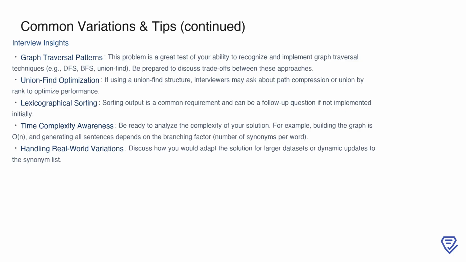It's also important to be able to analyze time complexity. For instance, building the graph typically has O(n) complexity, while generating sentences depends on the branching factor, which is determined by the number of synonyms per word. Lastly, you might be asked how to adapt your solution for real-world scenarios, such as handling larger datasets or dynamically updating the list of synonyms.